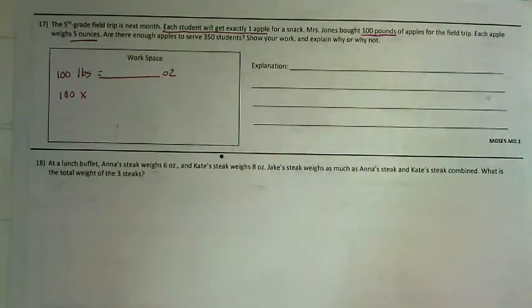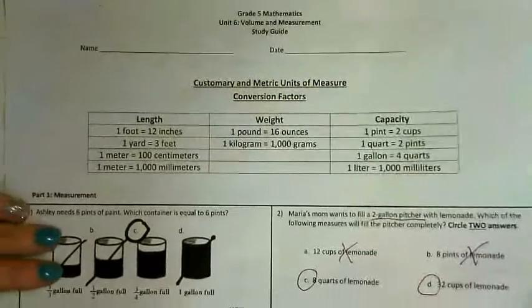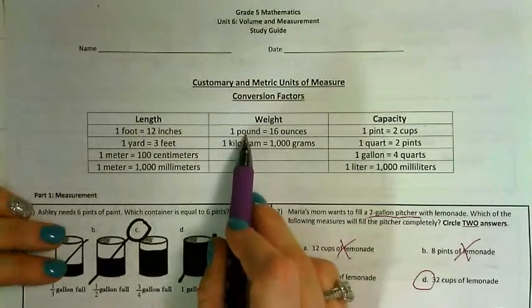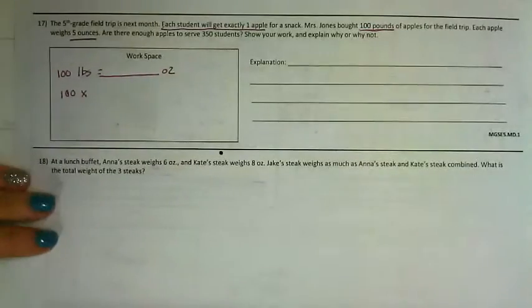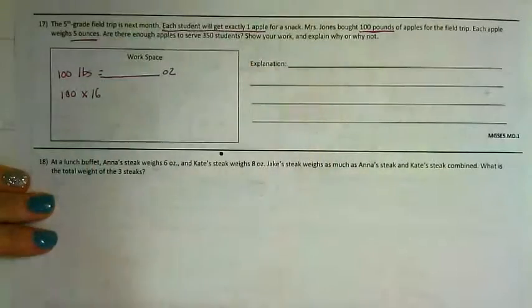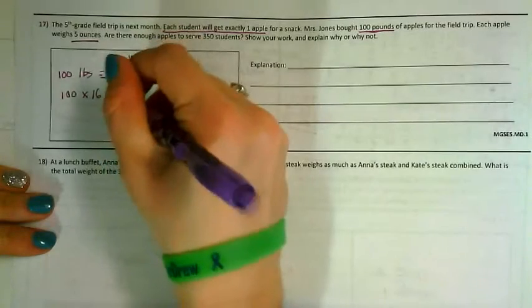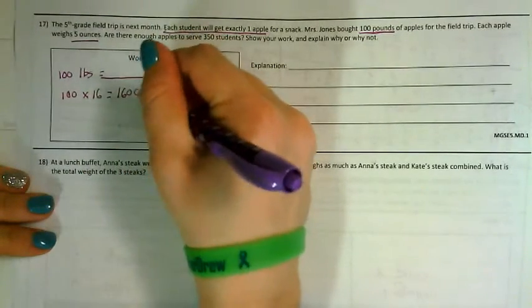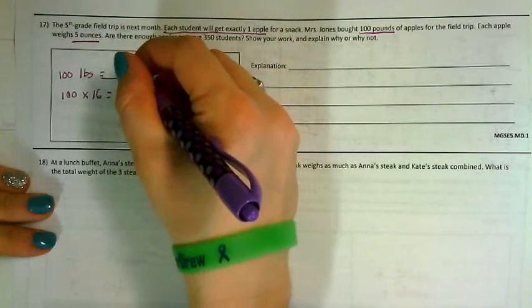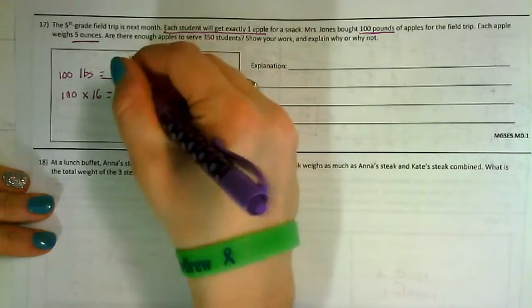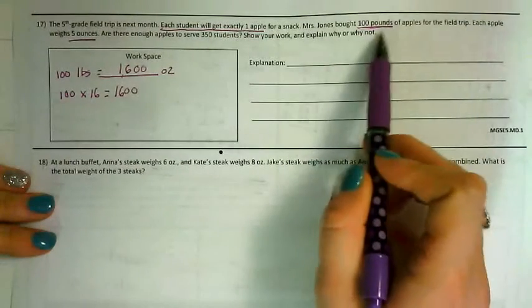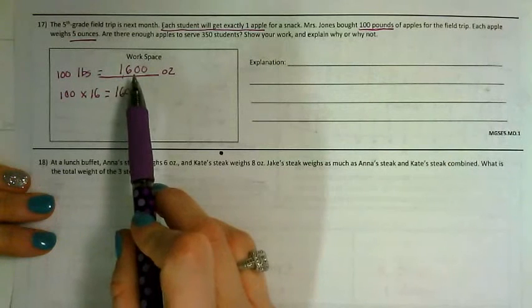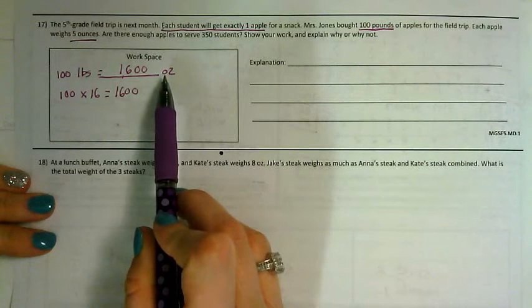So let's pull back up our conversion chart and figure out where it talks about pounds and ounces, right here. 1 pound equals 16 ounces. So I'm going to need to multiply it by 16. I love multiplying by 100 because I can use my trick. I take my 16 and I add my 2 zeros on. So I can see that 100 pounds is equivalent to 1,600 ounces. So Miss Jones bought 100 pounds of apples, or 1,600 ounces of apples.